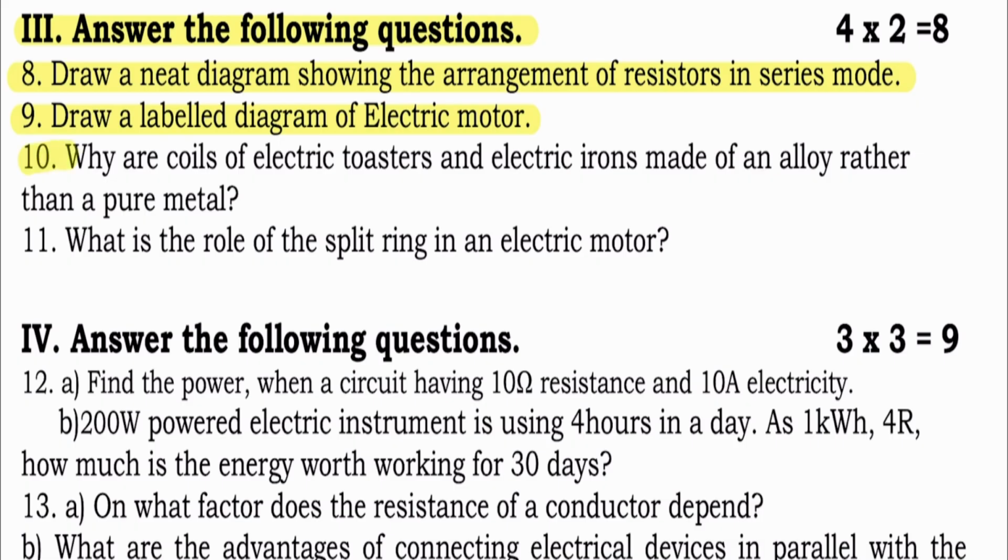Next, question number 10. Why are coils of electric toasters and electric irons made of an alloy rather than a pure metal? Okay, the answer for this question is the coils of electric toasters or irons are made of an alloy instead of pure metal. It's because alloys have several advantages like higher resistance, higher melting point, greater durability, and alloys are more resistant to corrosion than pure metals. Okay, next question number 11. What is the role of the split ring in an electric motor? The split ring in an electric motor reverses the flow of current in the coil after every half rotation to ensure that the coil continuously rotates in the same direction.